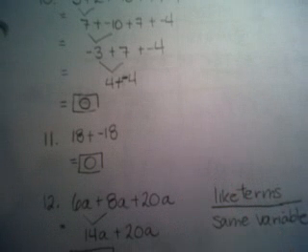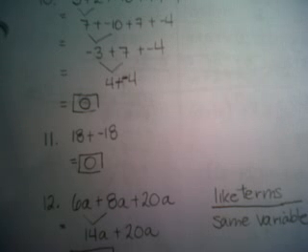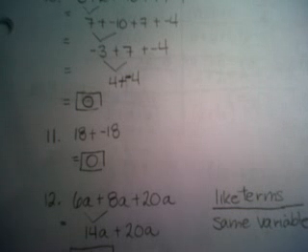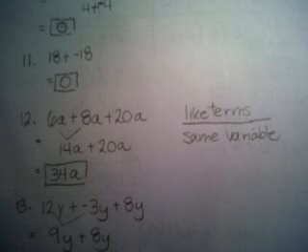Number 11, 18 plus negative 18 gives you 0. You have $18, you go in the hole 18, and you end up with 0. Next, we're going to be combining like terms. Remember, like terms have the same variable.